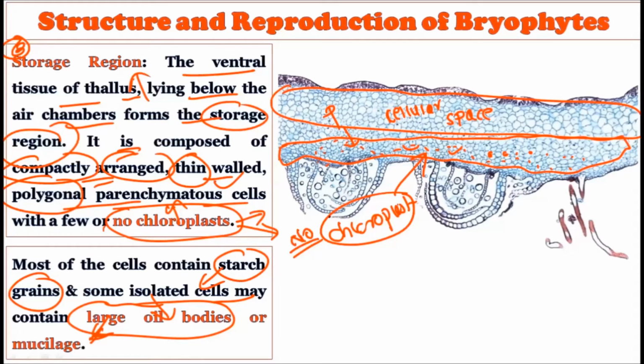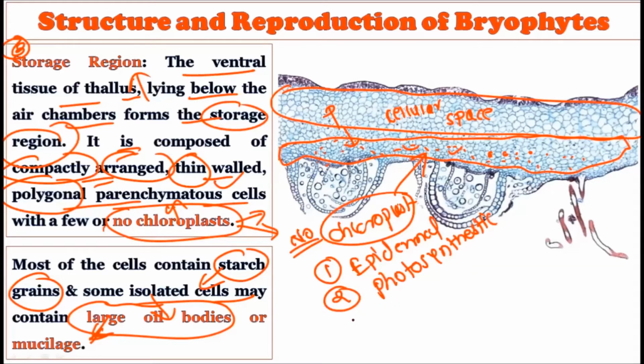So when we talk about the internal structure of the thallus of Marchantia, it can be divided into three regions. The very first is the epidermal region, in which you have to mention the upper epidermis and the lower epidermis. Second, we have the photosynthetic region, and you have to explain why it is called that: because it creates the food and contains lots of chloroplasts. The third one is called the storage region, and as the name suggests, it can store starch grains, large oil bodies or mucilage. It contains no chloroplast, which literally means it is a non-photosynthetic region.